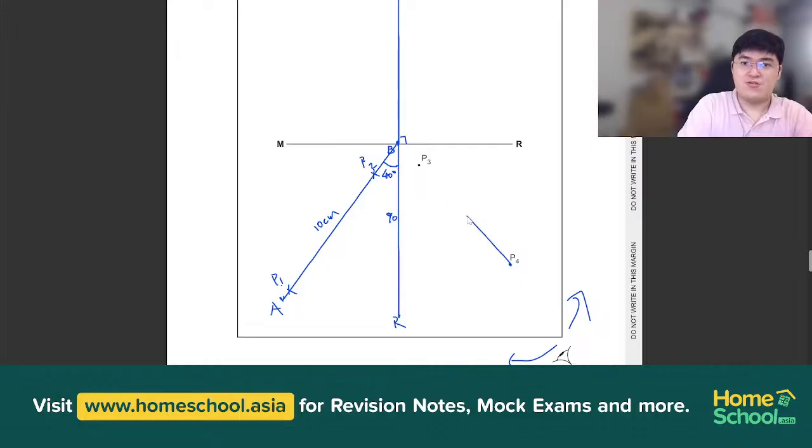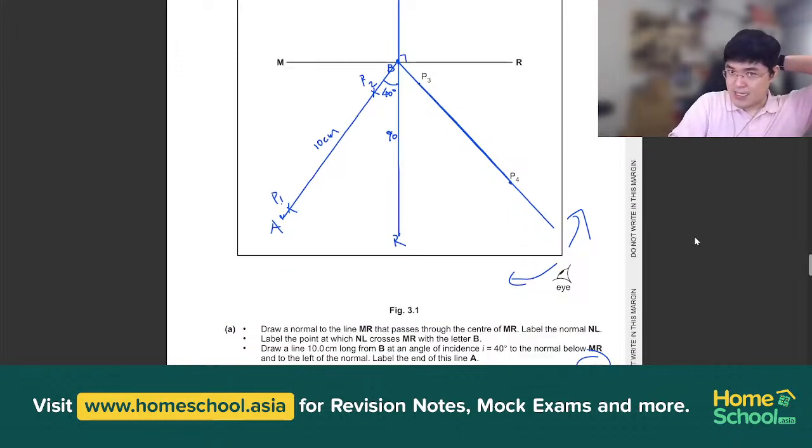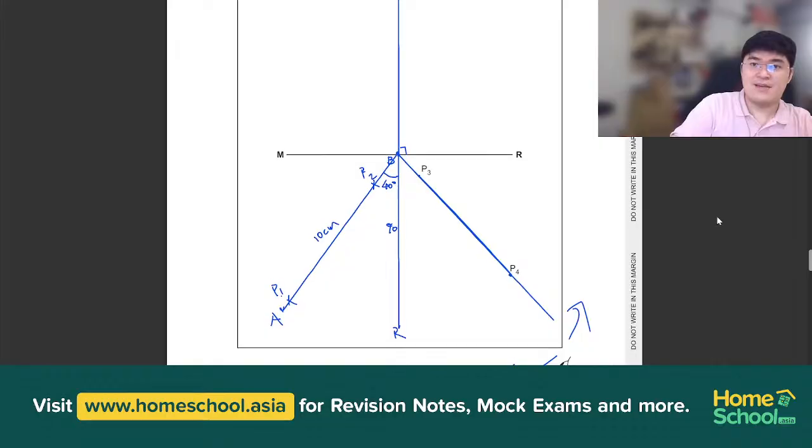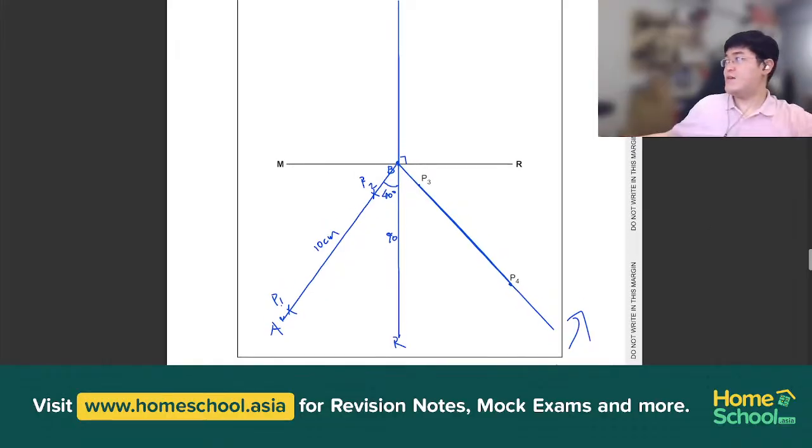Okay, this is no business of being this good, but there we go. Okay, this line is done. And we are to measure the acute angle alpha between this line and the horizontal line MR. An acute angle is an angle less than 90 degrees. Acute angle alpha between this line and horizontal line MR. So we have to measure alpha. All right. So we have to measure this over here.